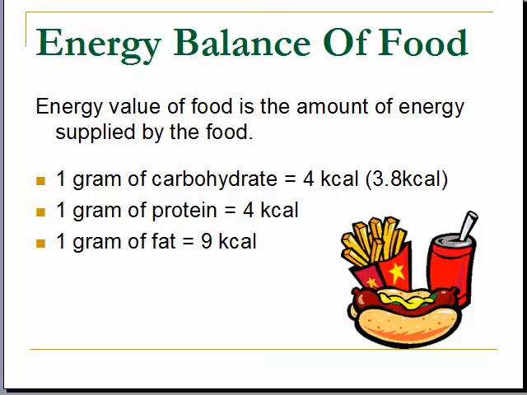So how much energy do we get from our different nutrients? For 1 gram of carbohydrate, it will provide you with 3.8 kilocalories. However, we usually round it off to 4. So 1 gram of carbohydrate will give you 4 kilocalories of energy. 1 gram of protein will also give you 4 kilocalories of energy, whereas 1 gram of fat is 9 kilocalories. That's why fat is known as a concentrated source of energy, because it gives twice the amount of energy as compared to protein and carbohydrate.